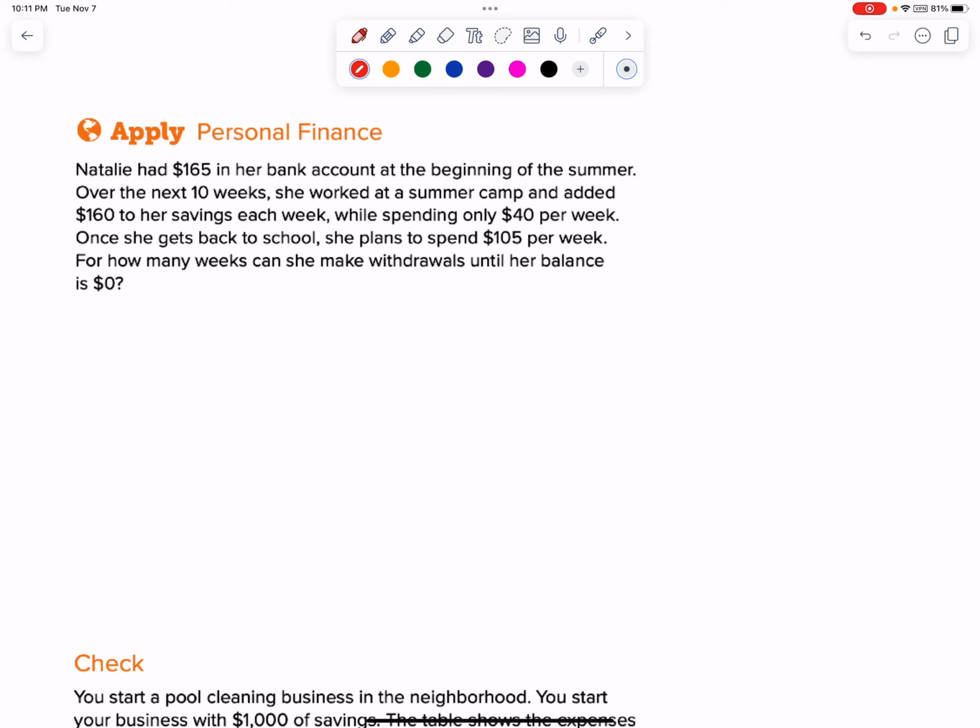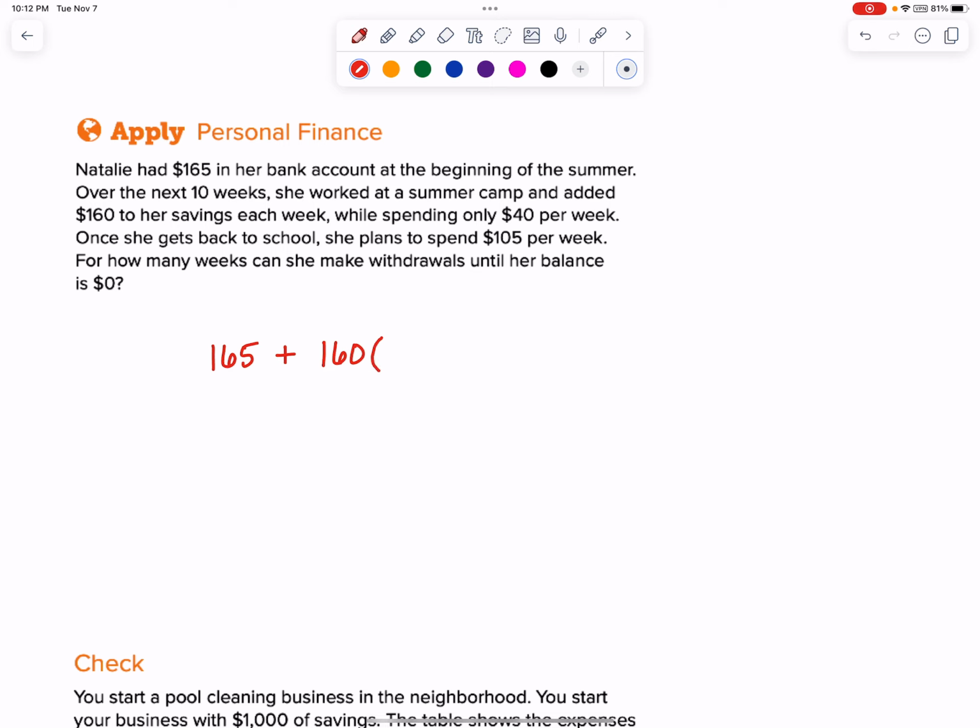So Natalie had $165 in the bank at the beginning of the summer. So sometimes as I read, I just start making some notes. Okay, so this is what she had at the beginning. Over the next 10 weeks, she worked at a summer camp and added $160 to her savings each week. Okay, so she already had 165. So if I'm writing an expression out here, I'm adding on some other stuff that happened, and that could be positive or negative, right? So she worked and she added 160 each week. Okay, so I'm adding 160 to that, but it's each week. So how many weeks was that? It was 10.